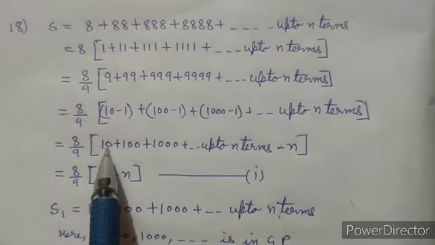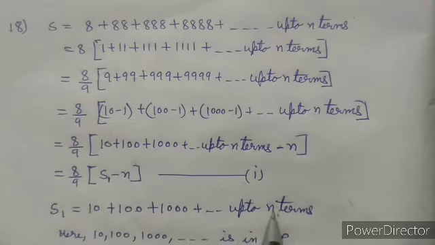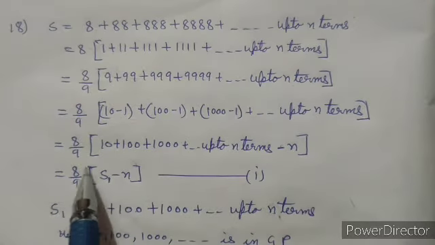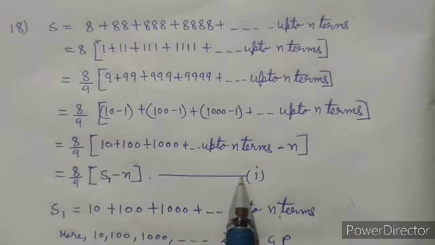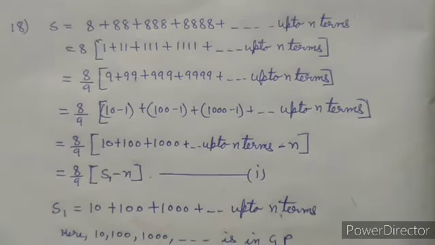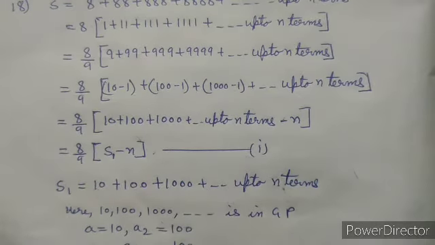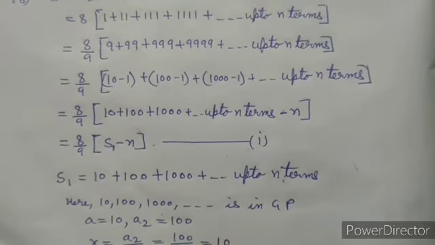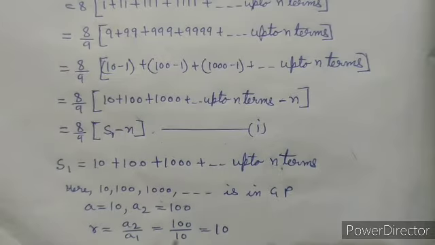Now I have taken here 10 + 100 + 1000 up to n terms as S1. So S will be 8/9 into (S1 - n), and this I have taken as equation first. Now here 10, 100, 1000 are in GP, whose first term a1 is 10 and second term a2 is 100. So its common ratio r will be a2/a1, that is 100/10, and that will be equal to 10.